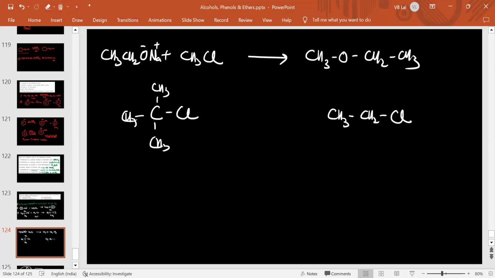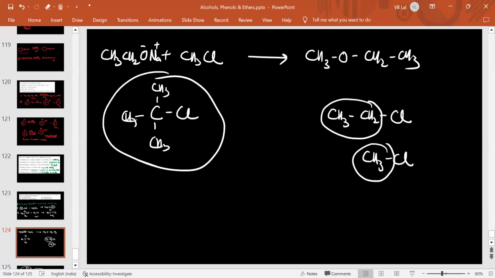Now what will happen? You compare this one and CH3Cl, which has greater steric hindrance. This has greater steric hindrance. So CH3Cl will undergo SN2 more easily. This one will anyway not undergo SN2. It will undergo SN1. So this will undergo SN1, this will undergo SN2. When it undergoes SN2, steric hindrance plays an important role. This cannot undergo SN2, firstly because of steric hindrance, and secondly because it forms a stable carbocation, which is a tertiary carbocation.